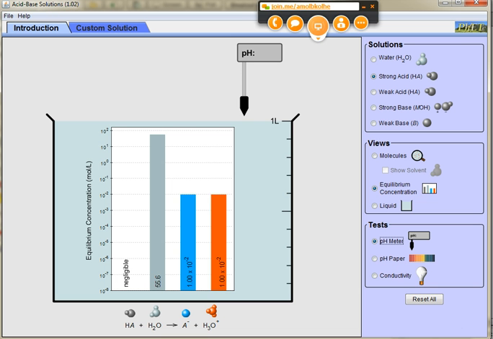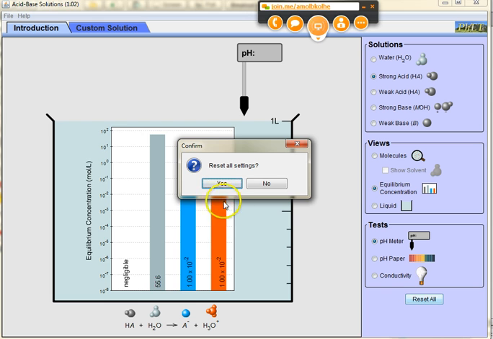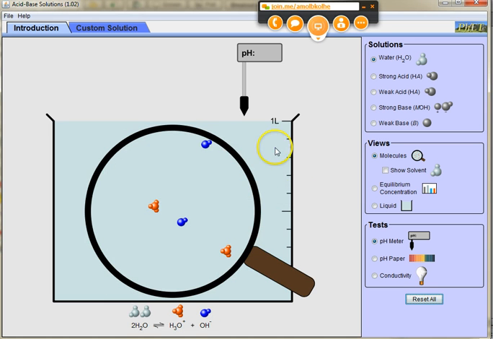First thing we'll do is reset all. When you reset all, it comes back to this page. Now we want to make sure that the solution is water. We want to make sure that these settings are as they are: the molecules are selected, but show solvent is not selected.